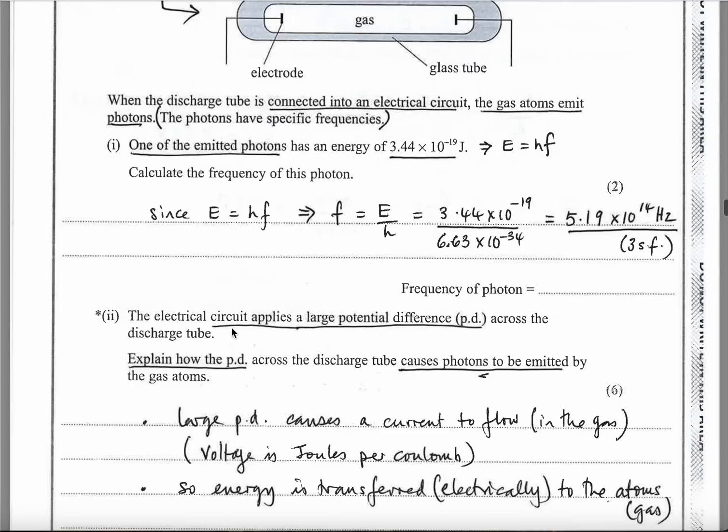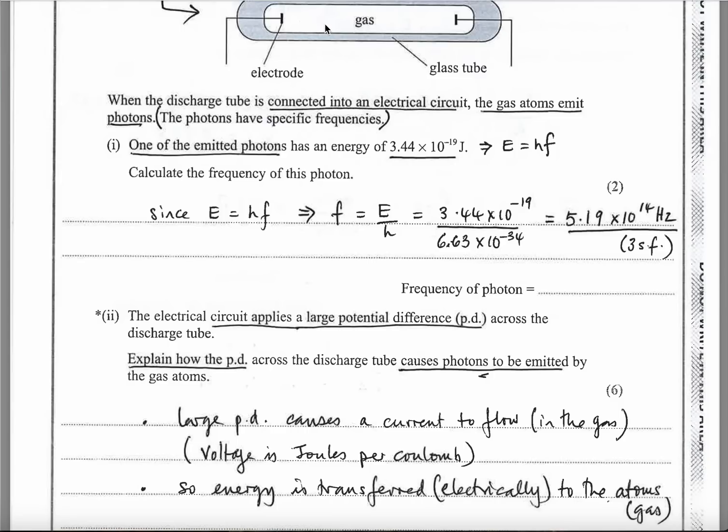The electrical circuit applies a large potential difference, PD, across the discharge tube. So from here to here, you've got a large voltage. Explain how the PD across the discharge tube causes photons to be emitted by the gas atom. So imagine the voltage is high, and imagine this side is positive and this side is negative. Well, the electrons will be attracted to this side, and if it's strong enough, you've basically got an electric field across there, and it's going to rip some of the electrons out of the atoms, or at least attract the electrons and give them something to be attracted to.